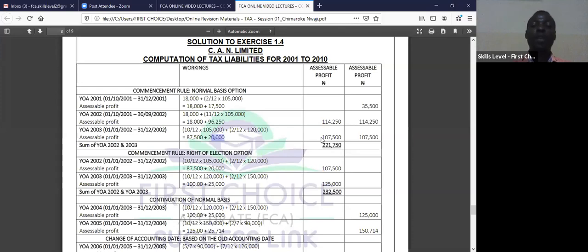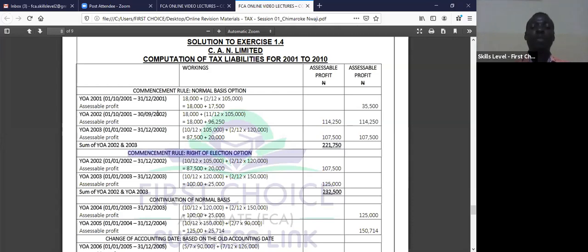So when you get 107,500, you sum this second and the third year together. So you add this with this, and you are getting 221,750. Now, you check if you need to exercise your right of election for the same commencement period.